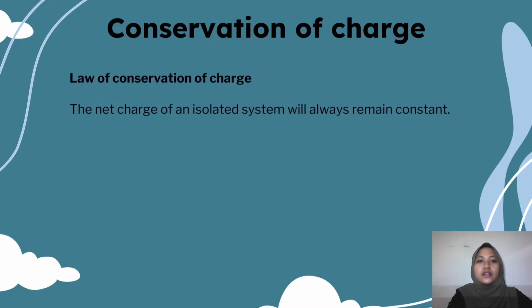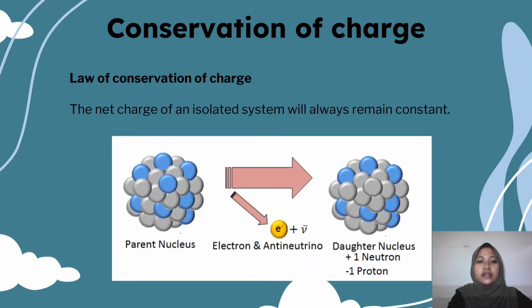The law of conservation of charge says that the net charge of an isolated system will always remain constant. In this figure, it shows the nuclear process of beta decay, where a neutron decays to a proton and electron. The net charge before and after the event is the same.